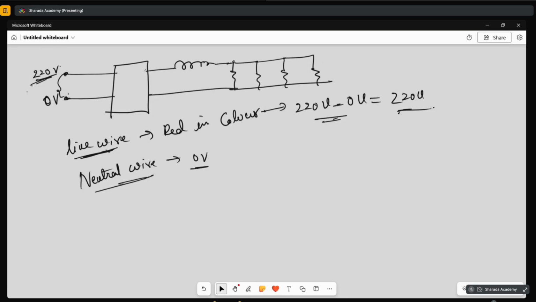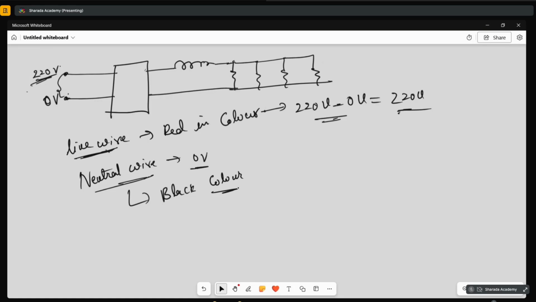So, live wire is always kept in red color. In homes also, when they are putting the wires inside the wall, you can observe you will have one red color, and another one, the neutral wire, that is black color. These are the two. Where you have only two plug points, there you will have only these two wires.